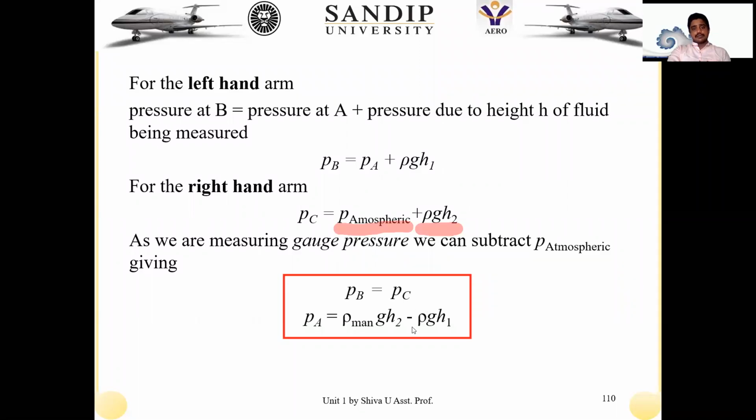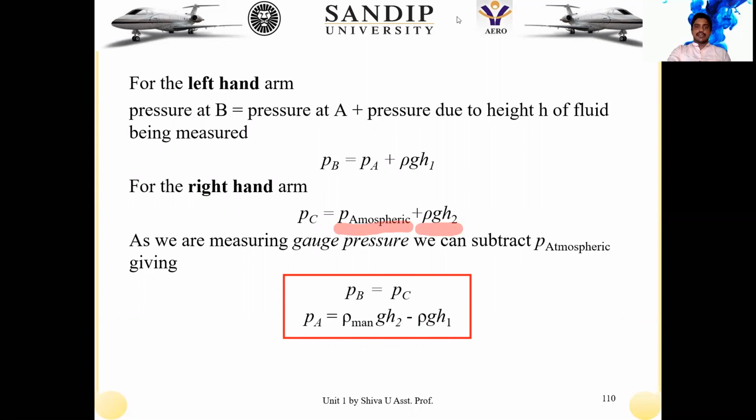But what about the P atmosphere? Why is it not available here? Since, as I mentioned, we are measuring only the gauge pressure, that gauge pressure will not be addressing this particular term or the pressure here.